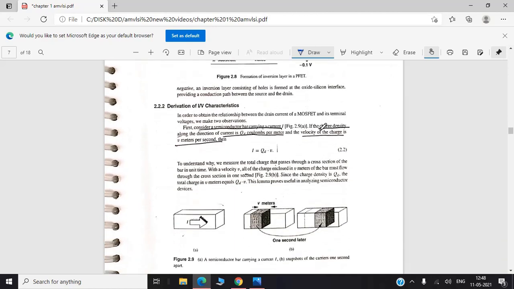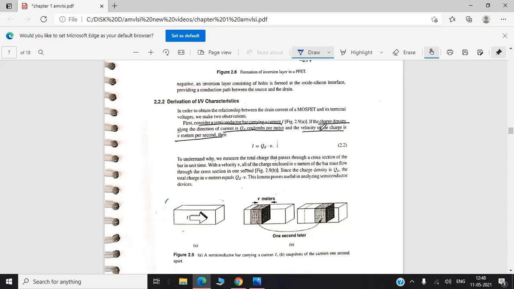Okay, now this is the main derivation of the IV characteristics. First, consider a semiconductor bar carrying current I. Okay, this is a semiconductor bar which is carrying a current I.